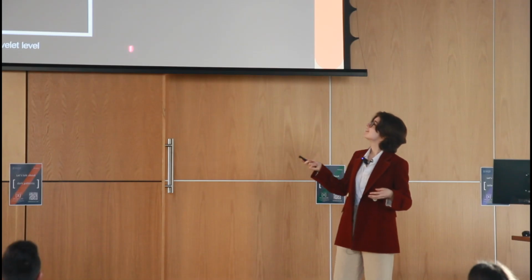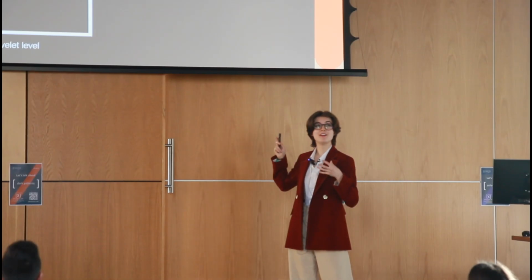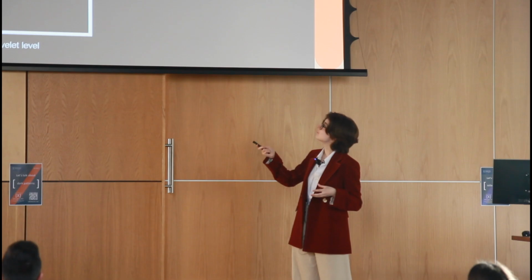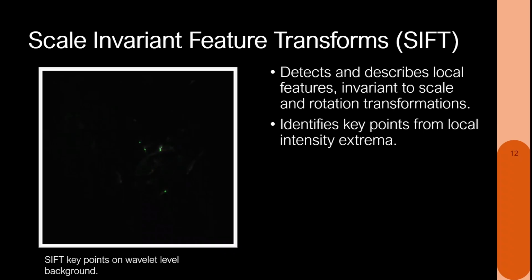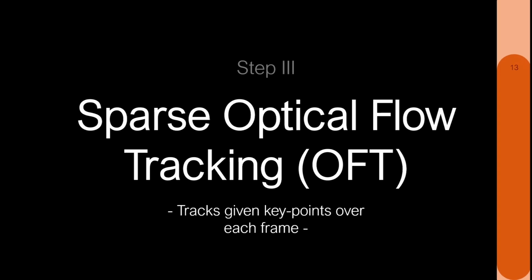Thus, feeding our SIFT algorithm the wavelet image, we can see that it really only produces key interesting points in the areas that we desire, in the bright spots of the ribbon. So with these key points identified, we move then on to step number 3, which is sparse optical flow tracking.